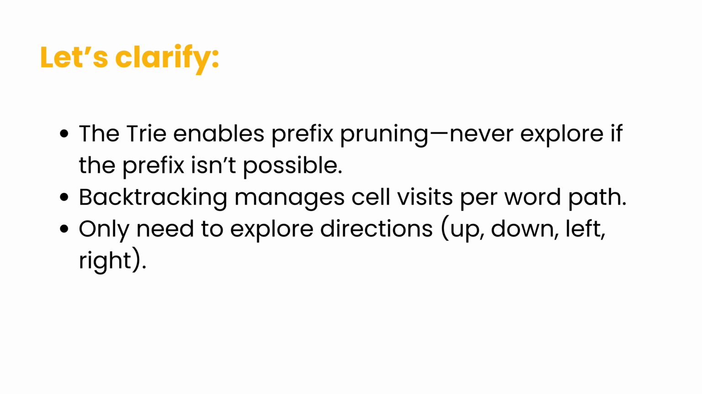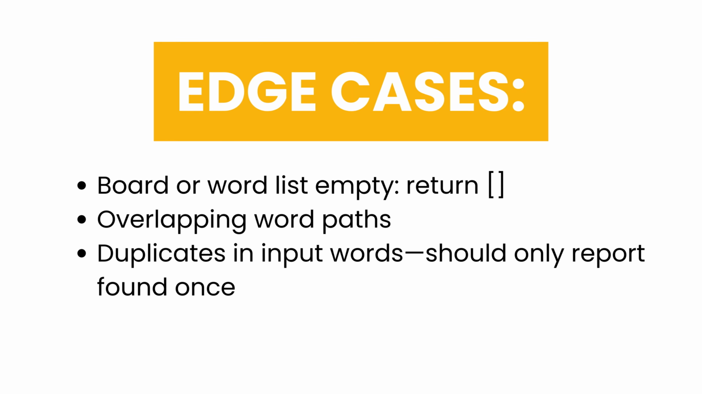Let's clarify. The trie enables prefix pruning. Never explore if the prefix isn't possible. Backtracking manages cell visits per word path. Only need to explore directions up, down, left, right. Edge cases: board or word list empty, return square brackets. Overlapping word paths. Duplicates in input words should only be reported once.